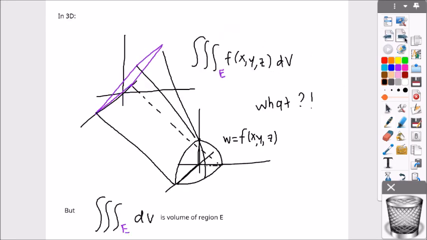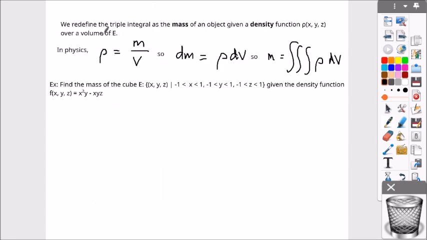Well, we have to fall back on something from physics, specifically the fact that density is measured in grams per liter, or kilograms per liter, where liters is a unit of volume and kilograms is a unit of mass. For density, we use rho.